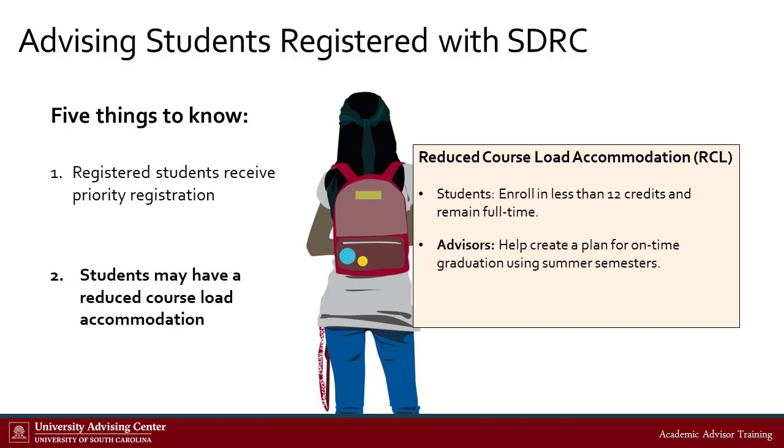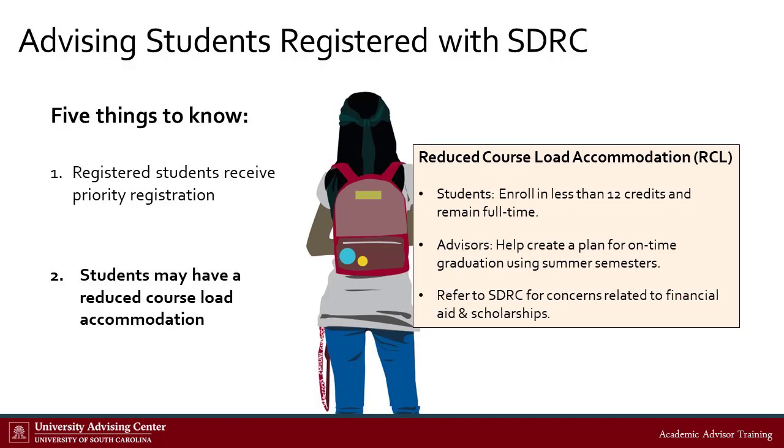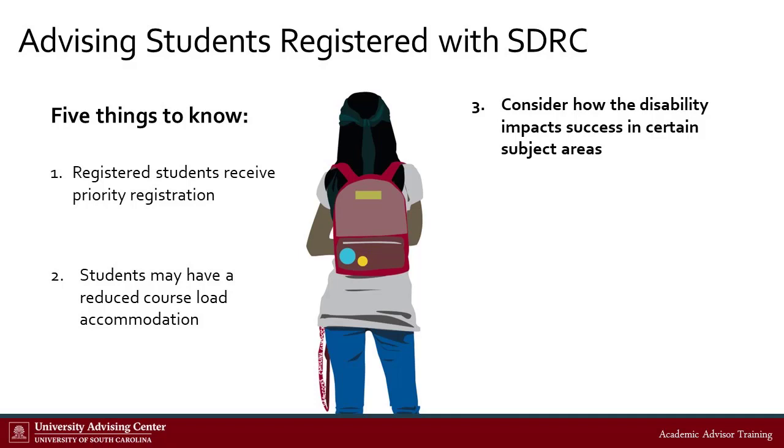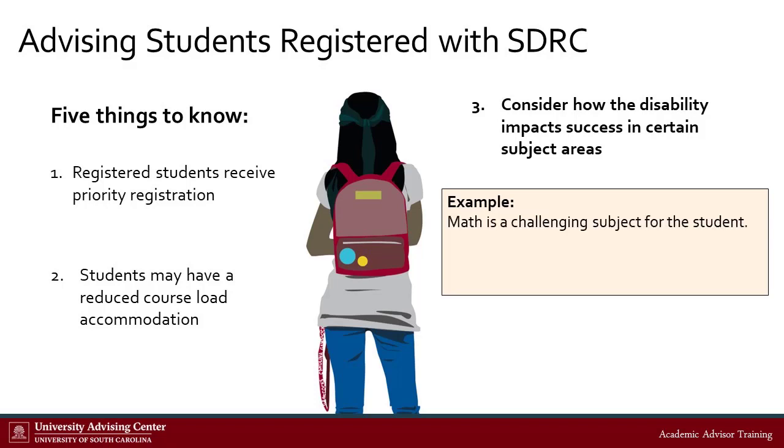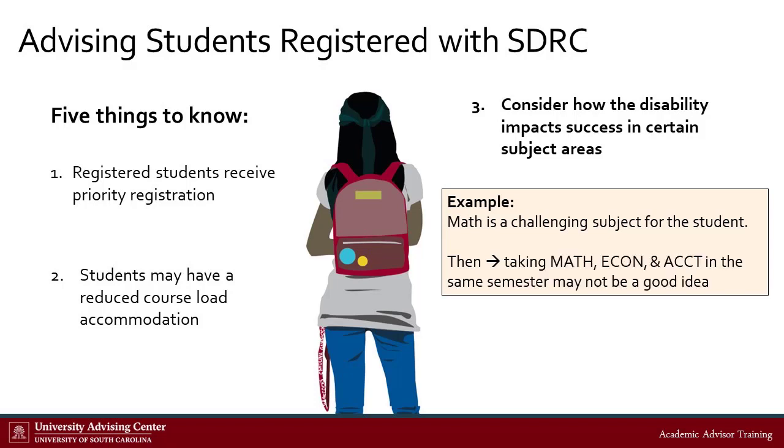Help students create a plan to complete their program of study on time by including summer semesters. Note, refer the student to SDRC if there are concerns about meeting financial aid or scholarship credit hour requirements. 3. Consider how the student's disability impacts their ability to succeed in certain subject areas. For example, if a student registered shares that math is a challenging subject area, then taking a math, econ, and accounting course in the same semester may not be a good idea.